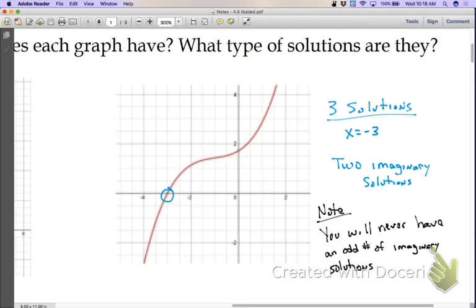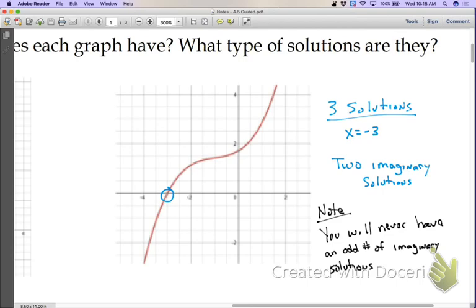More likely than not, everything from here on out, if you have any imaginary solutions, you're going to have 2. Very rarely, if at all, will I give you a problem that has more than 2 imaginary solutions. But you should never have one imaginary solution, or 3 imaginary solutions.